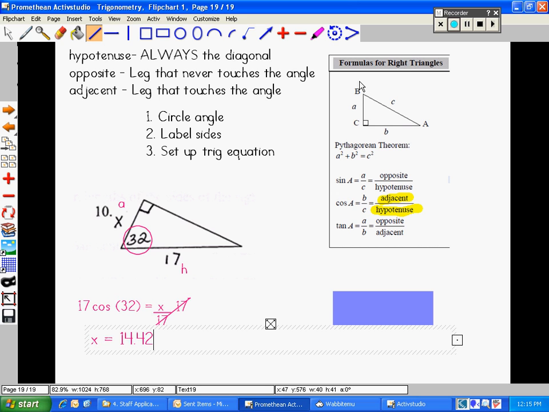Now remember, if we set up the ratio in a different case, one of your homework problems might have this, and the x is on the denominator. If we set up the ratio and the x is on the denominator, remember when we go to type it in, we have to do 17 divided by cosine 32.